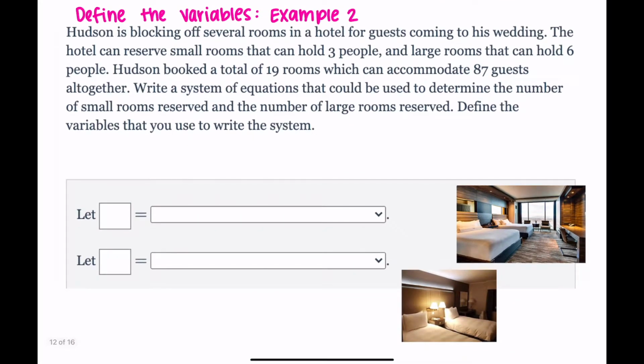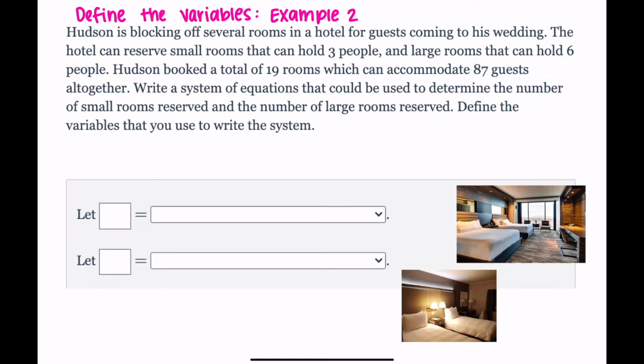Okay, defining the variables here, example 2. Hudson is blocking off several rooms in a hotel for guests coming to his wedding. The hotel can reserve small rooms that can hold 3 people and large rooms that can hold 6 people. Hudson booked a total of 19 rooms, which can accommodate 87 guests altogether. Write a system of equations that could be used to determine the number of small rooms reserved and the number of large rooms reserved. Define the variables that you use to write the system.